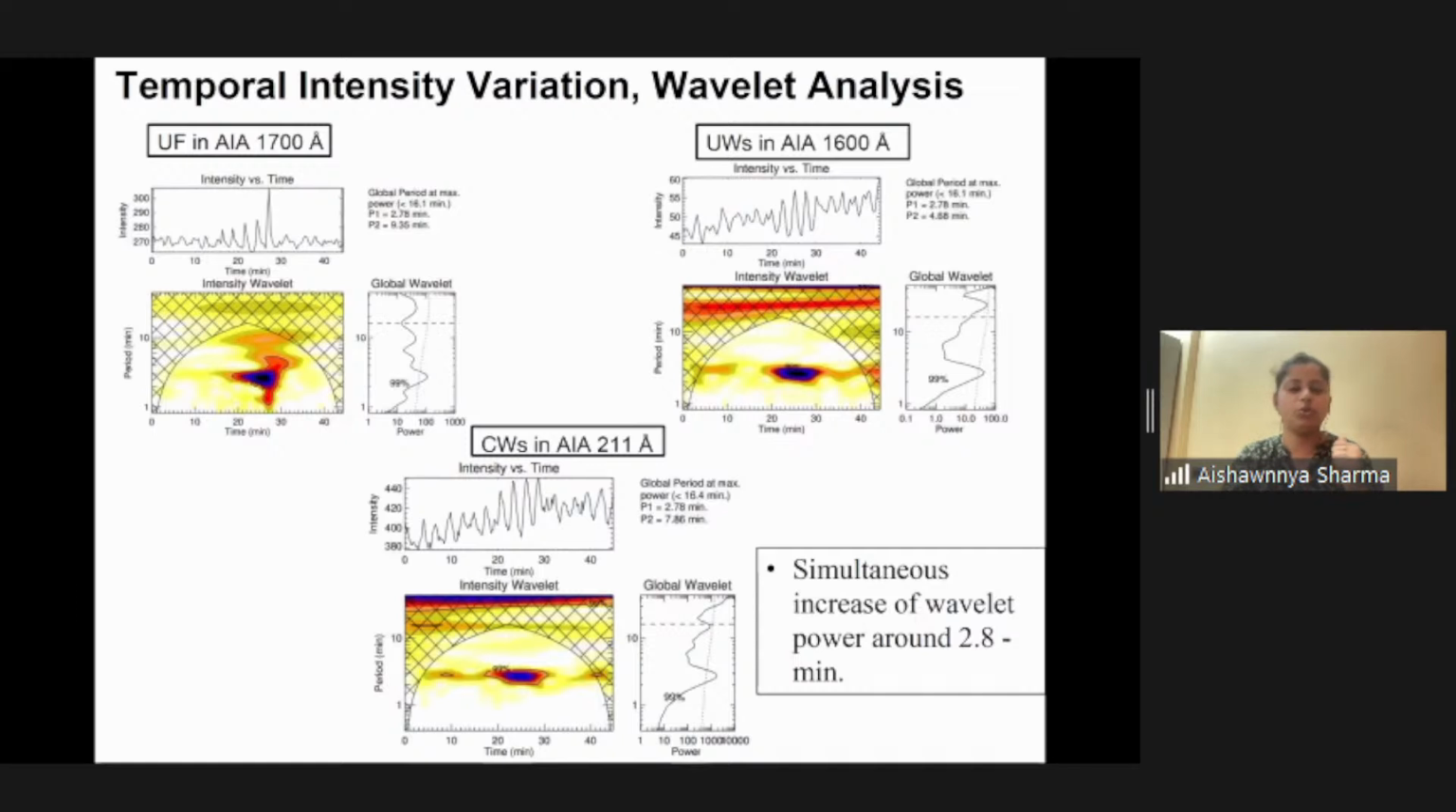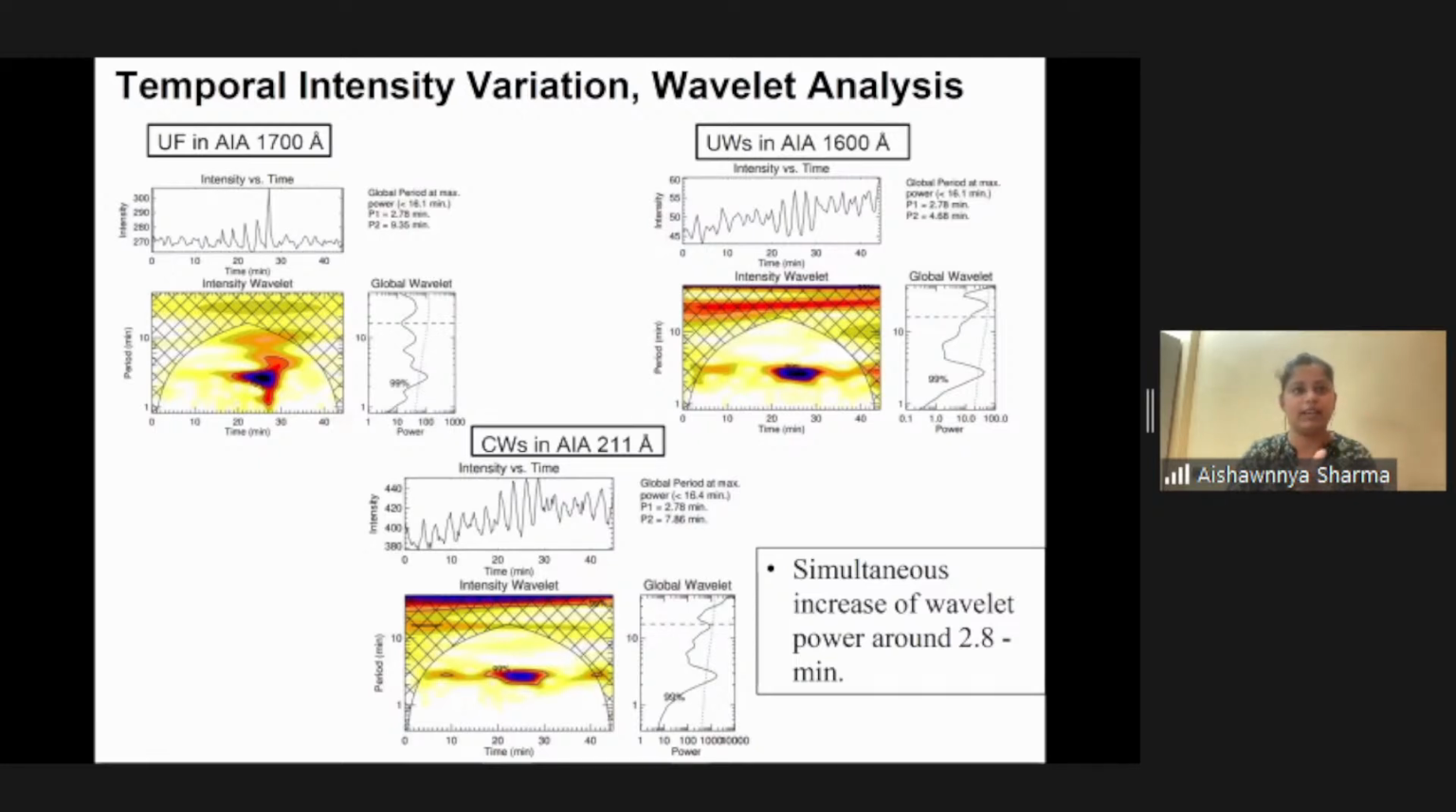Okay. So now to confirm whatever we have observed, that all these oscillations are happening almost simultaneously, we have to verify it. So what we did to verify, we have taken one analysis called wavelet analysis. I'll come to what wavelet analysis is. Just before that, in terms of light curve, I want to show what these umbral flash oscillations are.